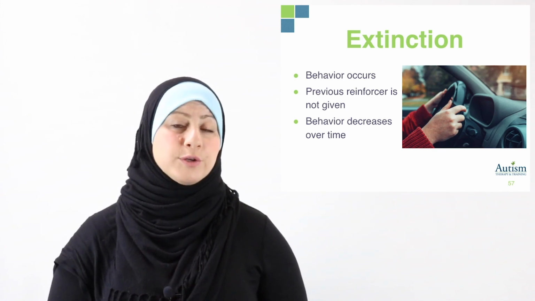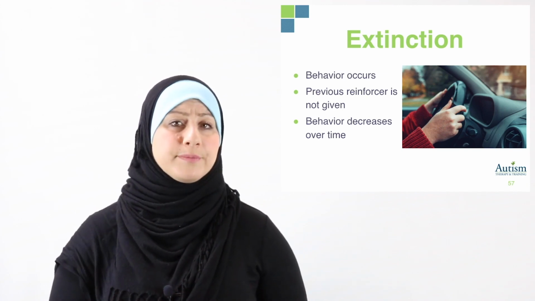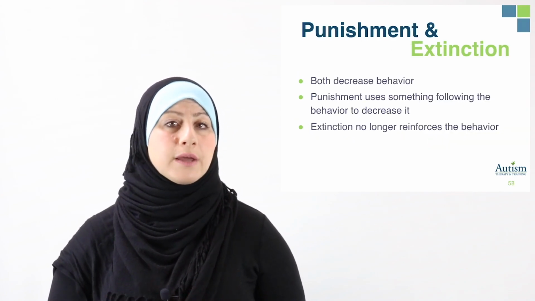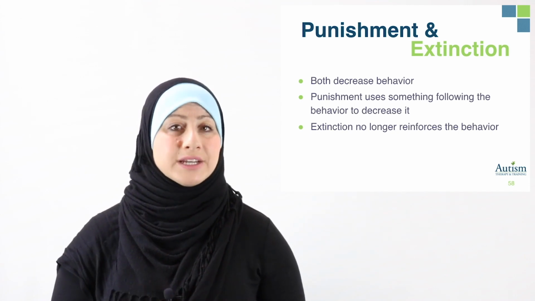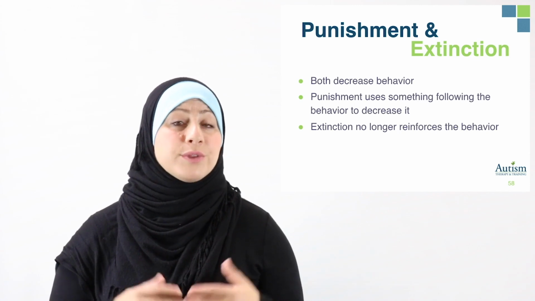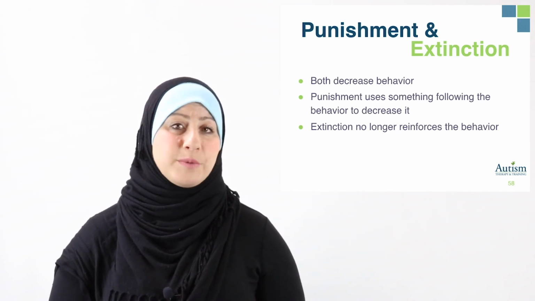Now, many get confused between punishment and extinction. They both decrease behavior. The difference to note here is that punishment uses something following the behavior to decrease it, while extinction no longer reinforces the behavior. So they're very different in terms of the process used to decrease the behavior.